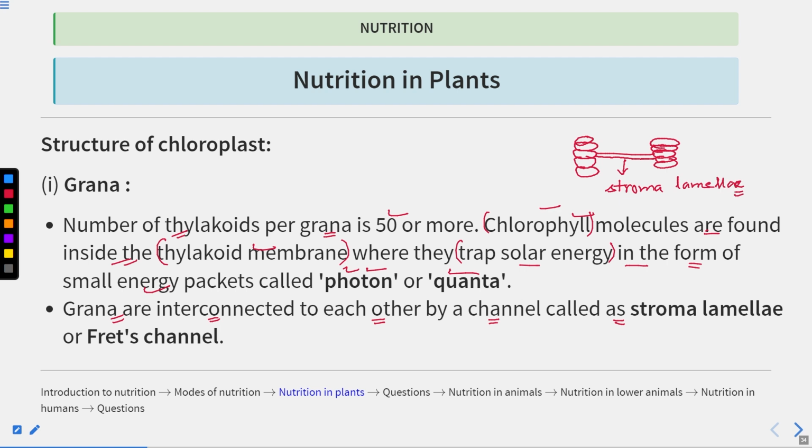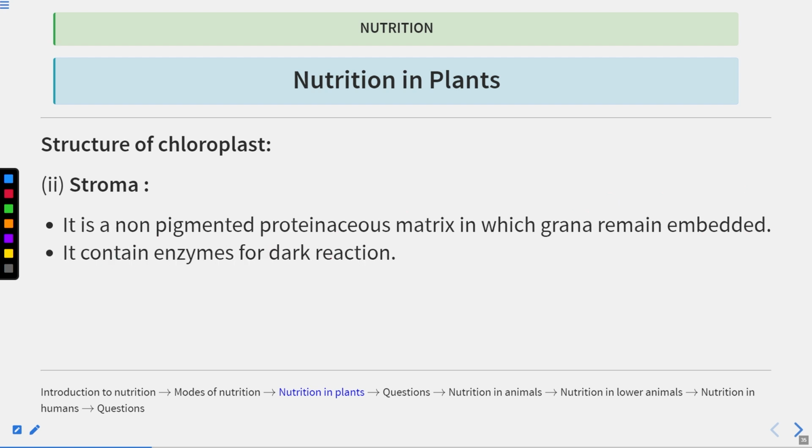Okay, stroma lamellae, also known as the Fret channels. The Fret channels are the gap between the stroma lamellae that are involved in the fixation of carbon dioxide.